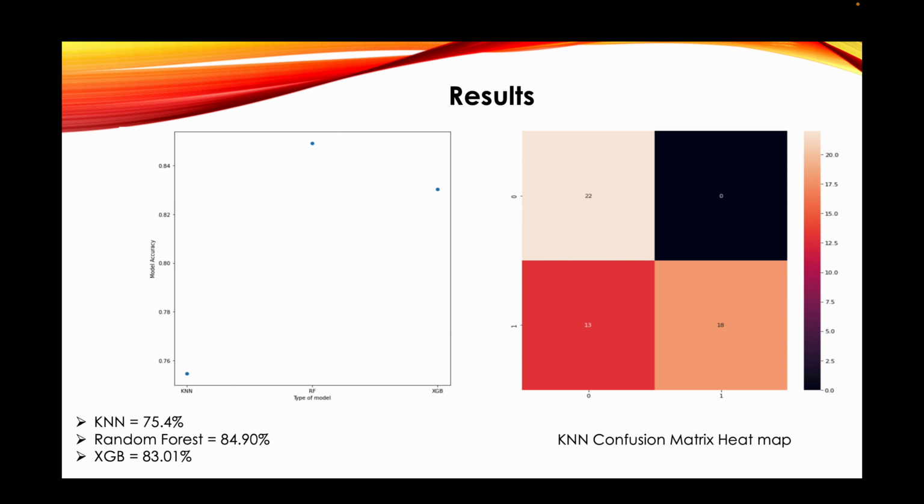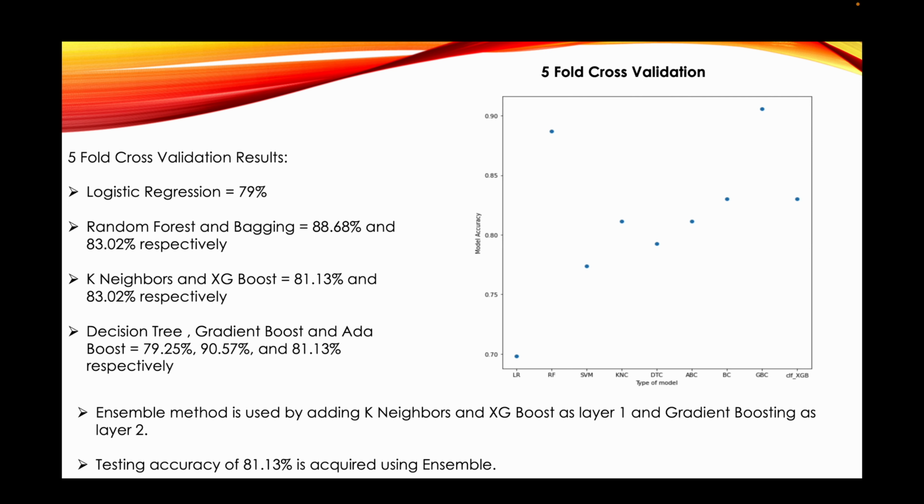And on the right side of the slide, you can clearly see the KNN confusion heat map, where we got 18 true negative values, 0 false positive values, 13 false negative values, and 22 true positive values.